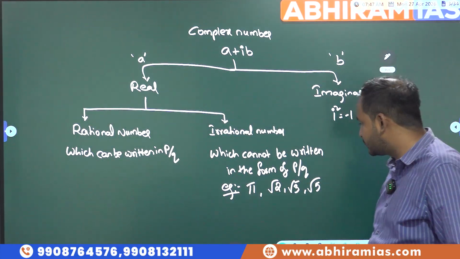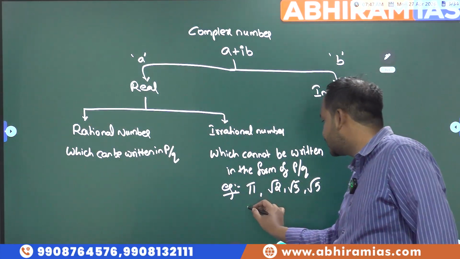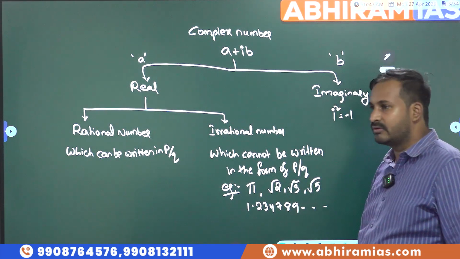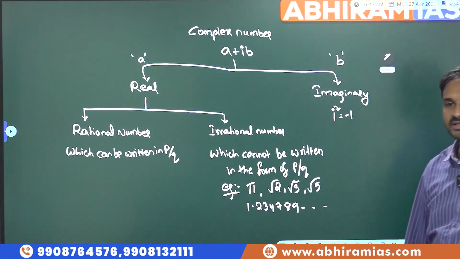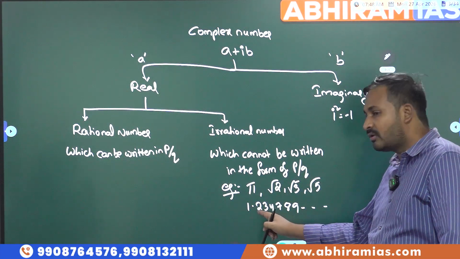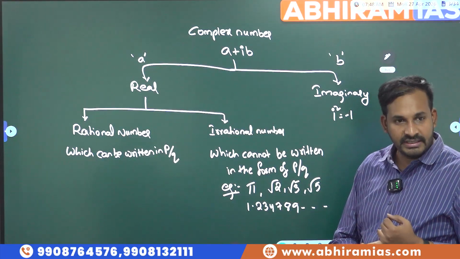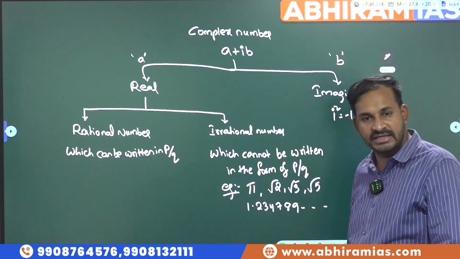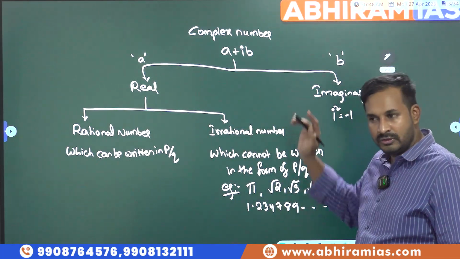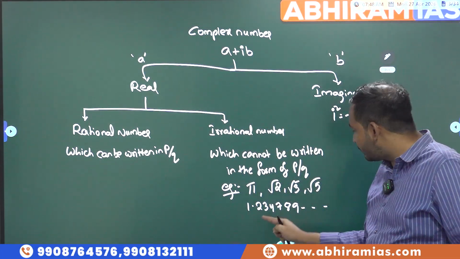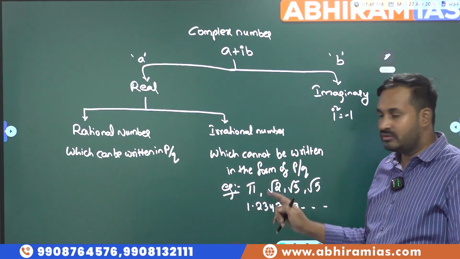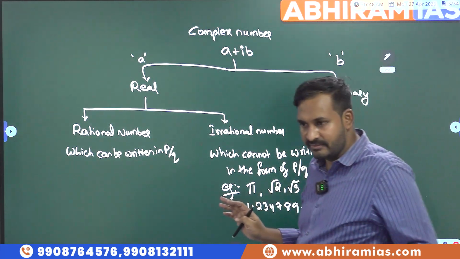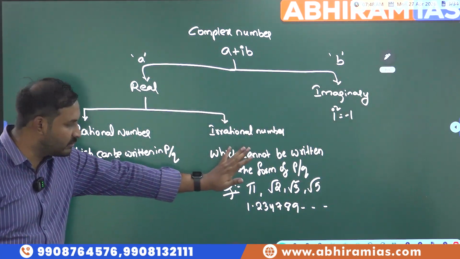Not only these numbers, students, there is also one more set of numbers, that is 1.2347989, like this. It keeps on going. These types of numbers are also called irrational numbers. These numbers are non-repeating and non-terminating. Non-repeating means, are there any numbers repeating again and again here? Like 1.22222, that is a repeating one. Non-terminating means, is there any end for this one? No. So, non-repeating and non-terminating numbers are irrational numbers. We will not bother about these irrational numbers, students.